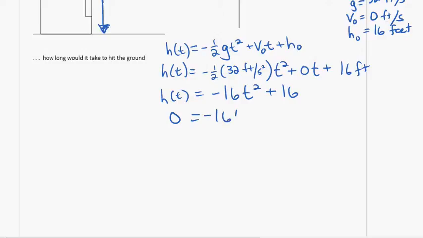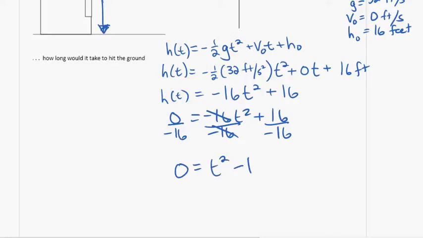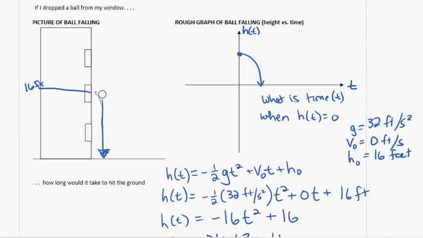So 0 equals negative 16 t squared plus 16. I'm going to divide everything by negative 16. So divide by negative 16, divide by negative 16, which those knock out, divide by negative 16. So I get 0 equals t squared minus 1. I add 1 to both sides, and I get 1 equals t squared, which means t is equal to plus and minus 1 second, right? Because these were in feet per second squared. So this will hit the ground. This spot right here is, in fact, 1 second.